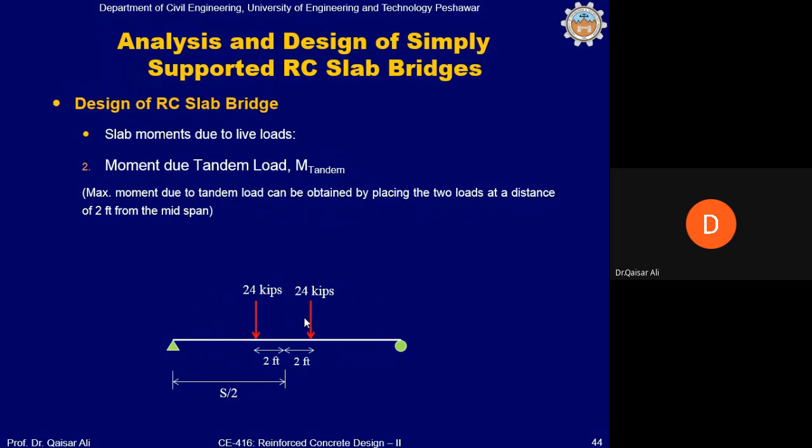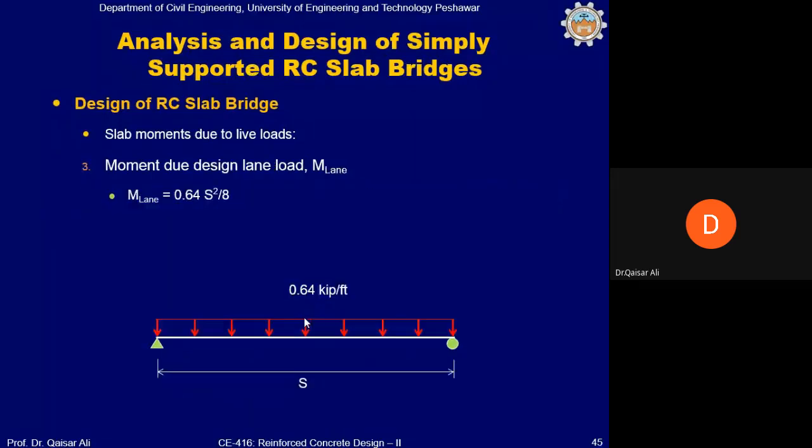Similarly, for our tandem, if the tandem is kept such that the two loads are placed at a distance of 2 feet from the midspan, then generally speaking, you will get the maximum bending moment at the midspan. Okay, the maximum bending moment for the lane load is very easy because the load is applied as a uniformly distributed load, and 0.64 S squared divided by 8 will give us the maximum bending moment at the midspan.